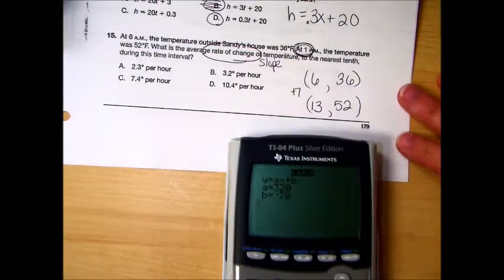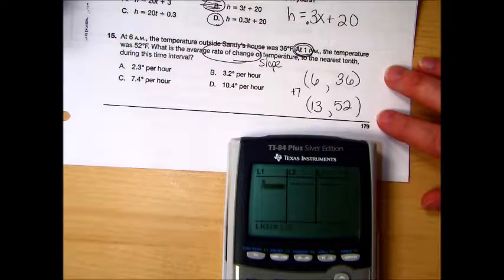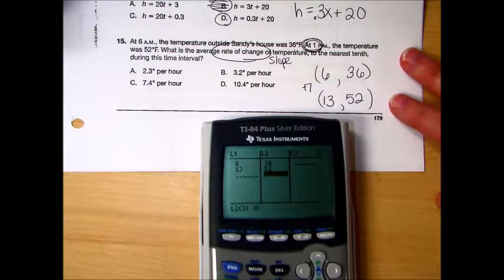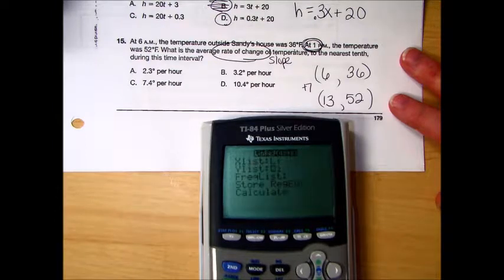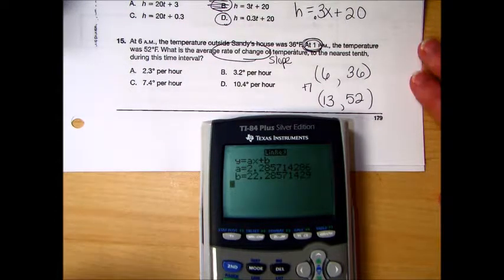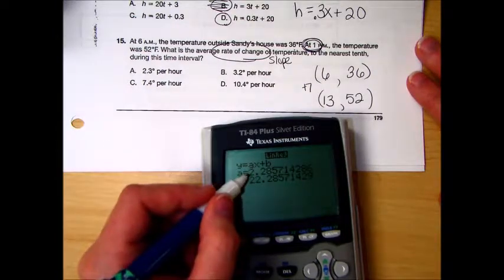Okay, so we're going to use our calculator on this one. And we're going to do 6 and 13. Did you see that little trick they pulled on you? You don't want to put 1 comma 52. That's what's going to happen for some kids. You don't want to put 1 comma 52. You want to put 13 comma 52. So the answer, the slope, is 2.3.